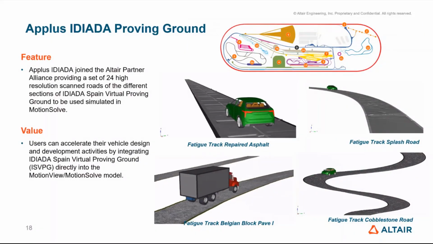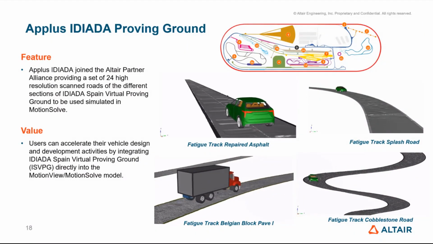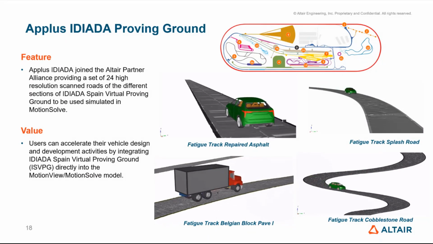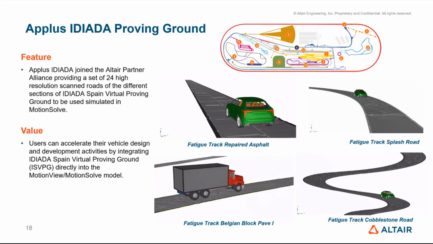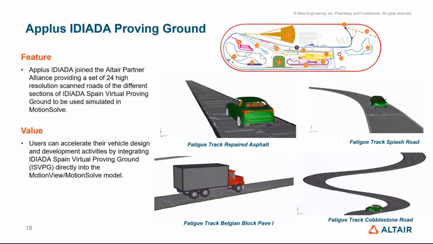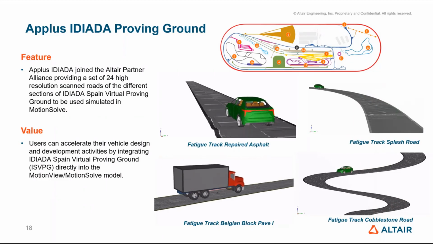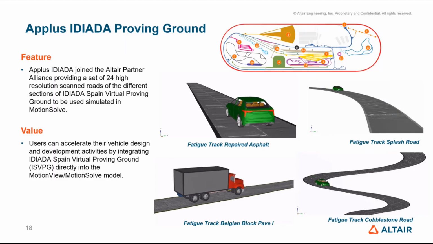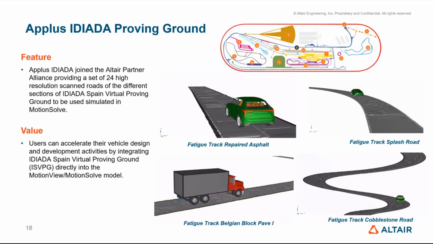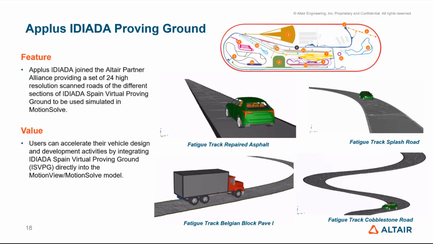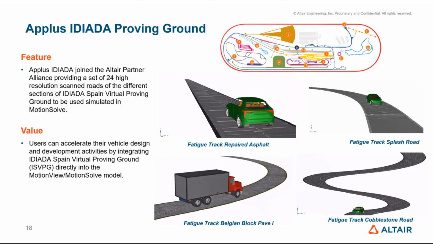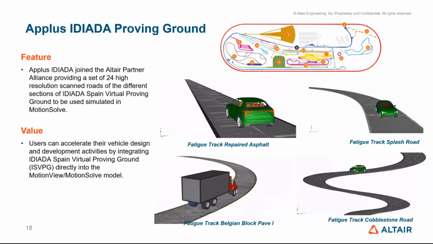This is a project with one of our partners. Quick intro to Applus IDIADA. IDIADA has provided services to the automotive industry for over 30 years and recently joined the Altair partner program. One part of the offering is a comprehensive proving ground in Spain that is being used by various OEMs. And 24 of the scanned road sections can now be integrated into MotionView / MotionSolve for an even faster design cycle.